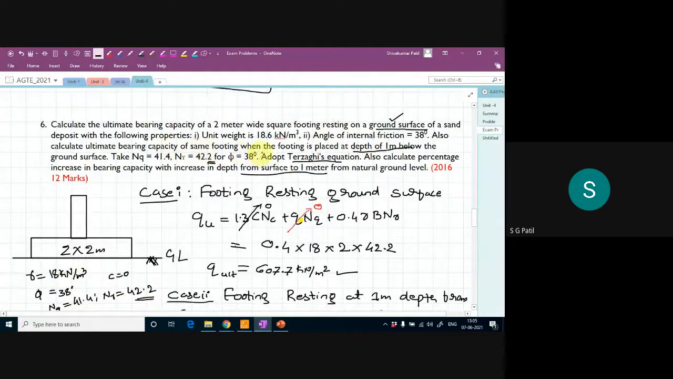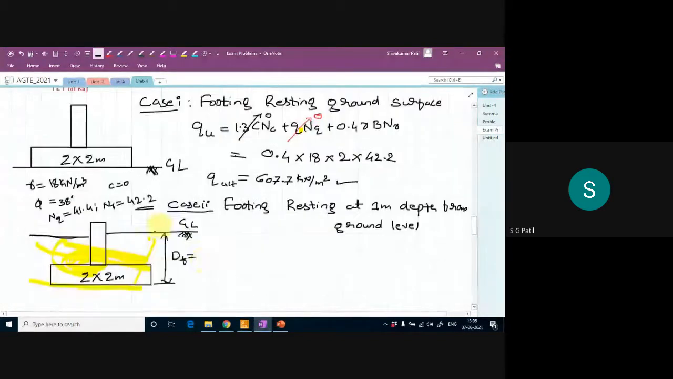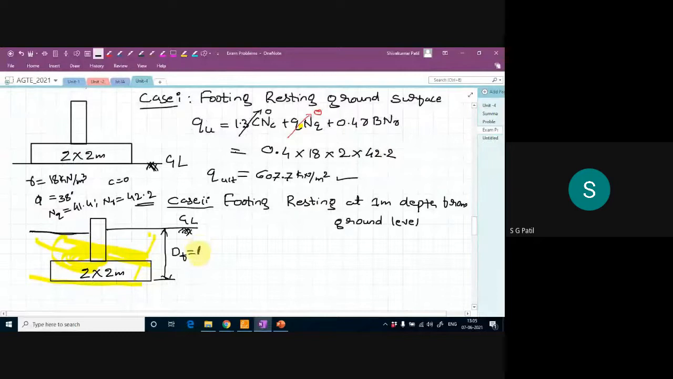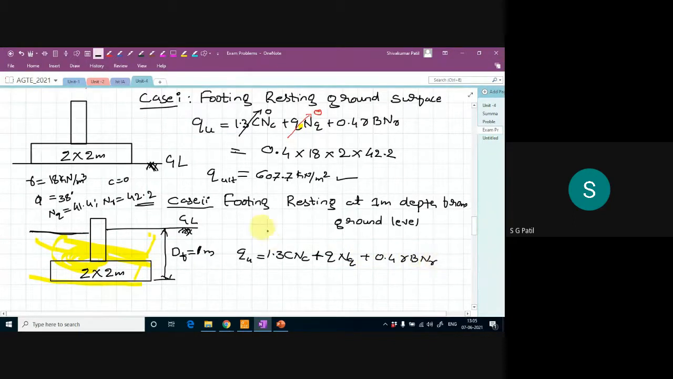Now the same footing is placed at a depth of 1 meter. So depth of footing is 1 meter. Now you calculate. Q ultimate equals 1.3 C N C plus Q N Q plus 0.4 gamma B N gamma. Anyway, the first term is going to be 0 because C is 0 here.